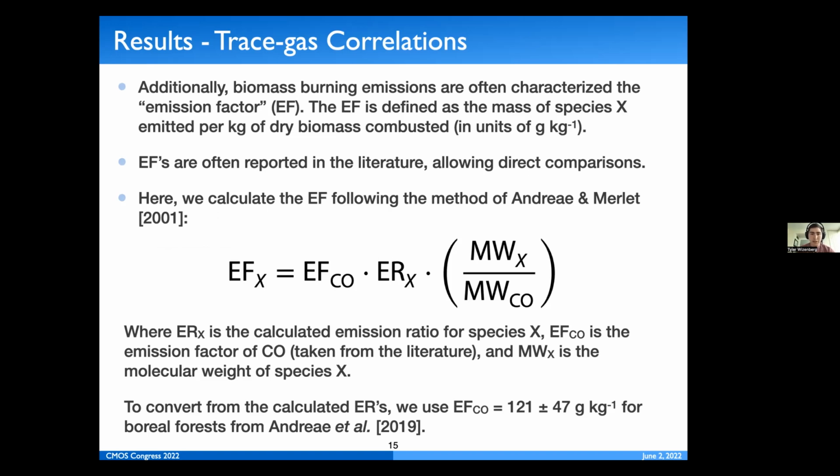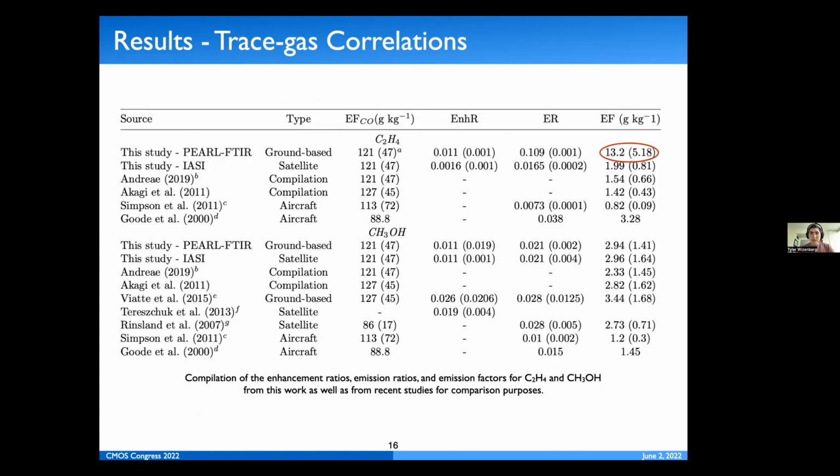And so, to convert the emission ratios that we get in this study, we use the emission factor of CO from the most recent compilation study by André et al. 2019. So I basically compiled all of these into a table for each of the species. On the top is ethylene, and on the bottom of the table is methanol.